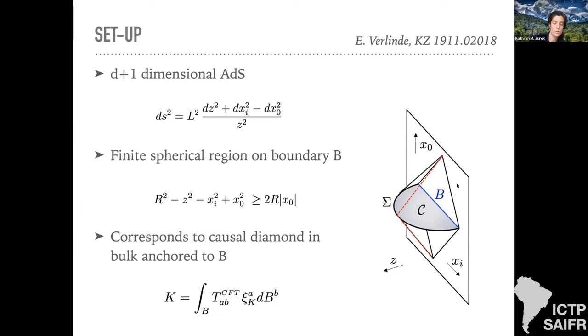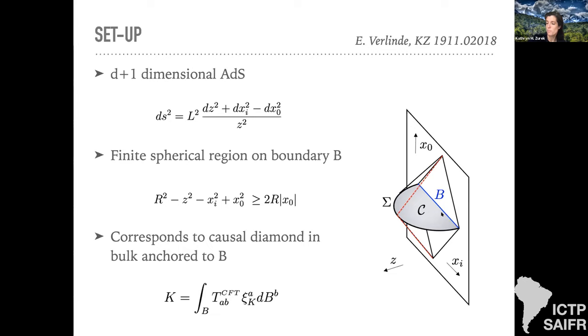So one way to think about this is in terms of a Randall-Sundrum brane model, with this causal diamond being on the brane. You don't have to formulate it that way. You just need to make sure that the location of the boundary has been regulated in order to get a finite result. So again, we're going to restrict ourselves to a finite part of the boundary, not the entire boundary. Okay. And the region that we're going to look at is a spherical region on the boundary B, and it corresponds to a causal diamond in the bulk anchored to the boundary.